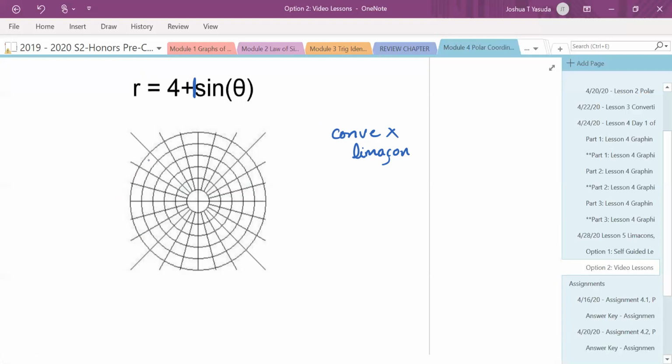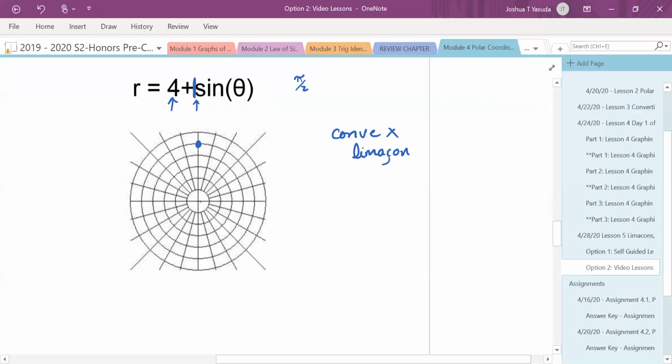So where's it going to go out the furthest towards? It's going to go out the furthest towards pi over 2. And how much? It's going to go 4 plus 1, because at pi over 2, sine of pi over 2 is 1, and 4 plus 1 would be 5. So 1, 2, 3, 4, 5. So I'd plot this point. And we really only ever plot the points at 0, pi over 2, pi, 3 pi over 2, and 2 pi. Those are really going to be the only points you plot for these ones, okay?